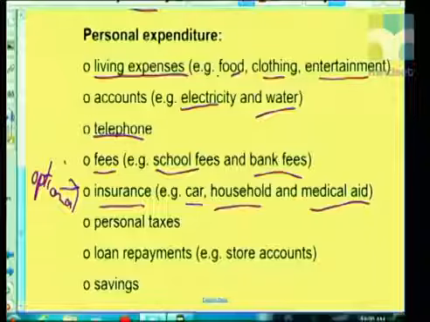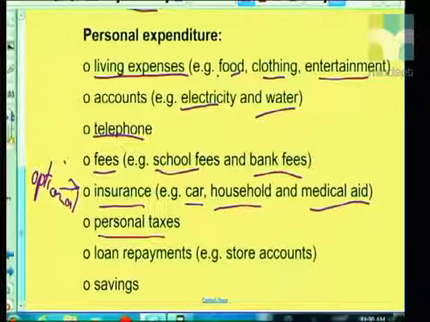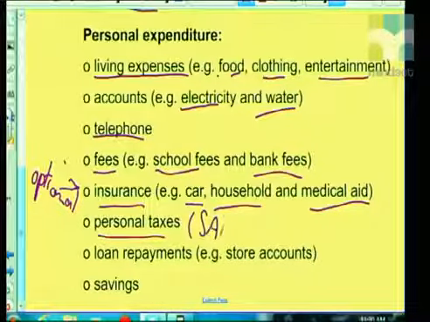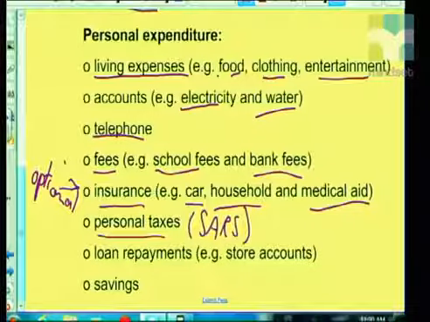Now, I'm also going to have to pay SARS, South African Revenue Service. And as soon as you start working, there's a deduction from your salary that's going to go and pay SARS. We don't like to think about it, but that's what keeps the country going. We're making an investment in the country.